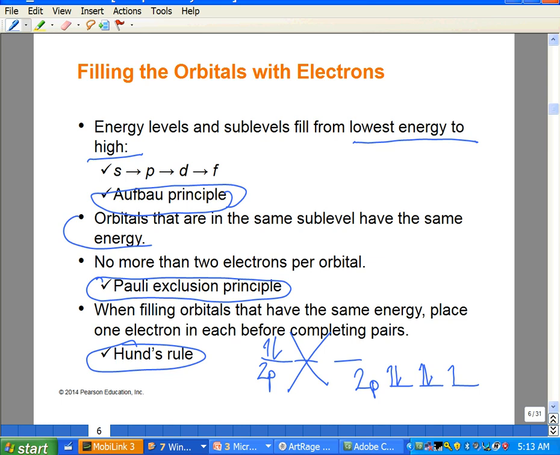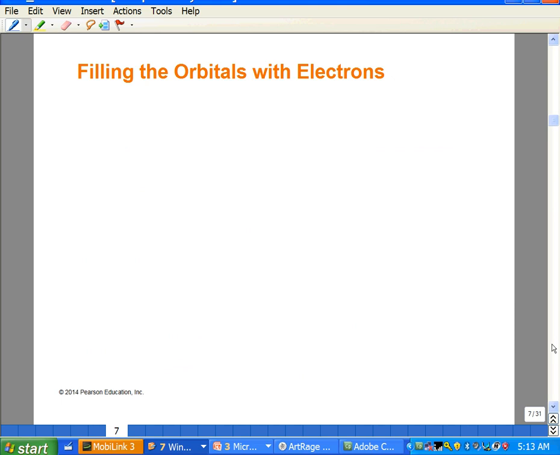All right. So those are our rules. Lowest to highest energy, only 2 electrons at a time, singly before we pair. And that's all we need to know to be able to write electron configuration and draw orbital diagrams. Okay? So let's get to it. Let's see what's on the next page before I start.